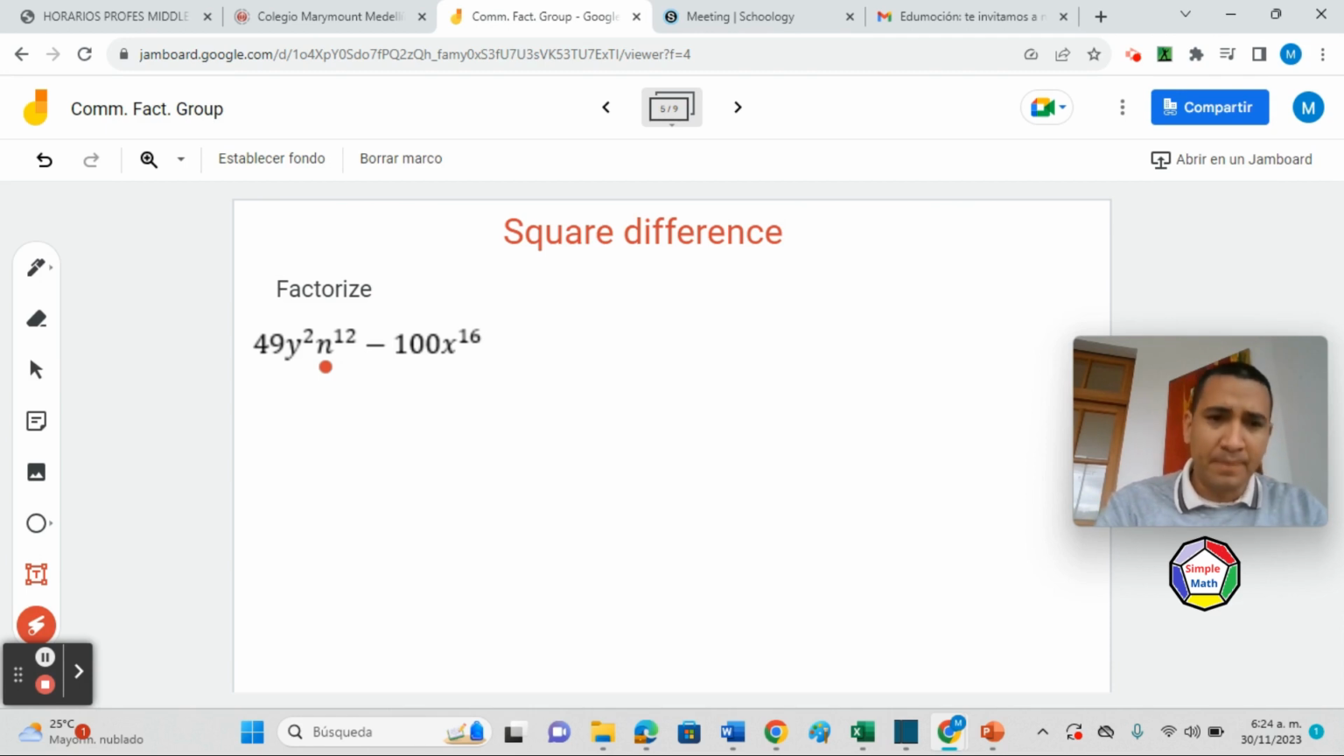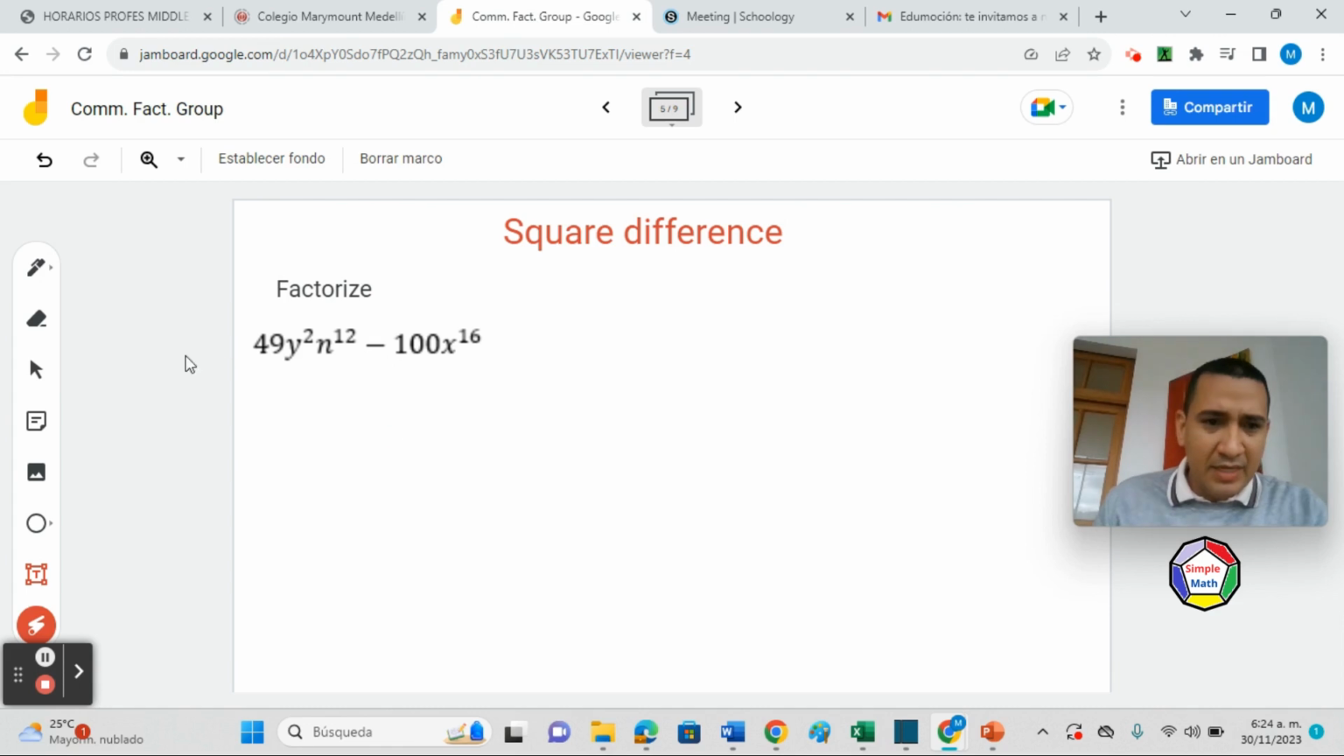Very easy. If you see, 49 is a square number. A square number is a number that we can get a square root from. What happened with 100? 100 is also a square number. Why? Because it comes from 10 times 10. So 100 is a number that we can get a square root from.